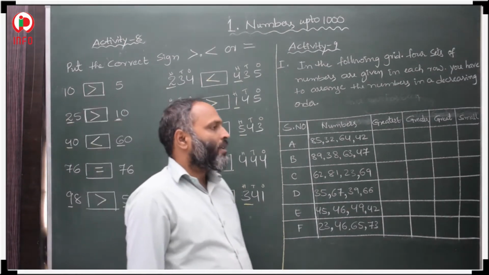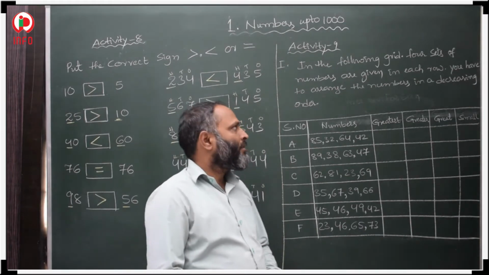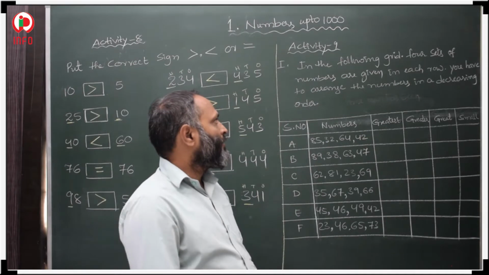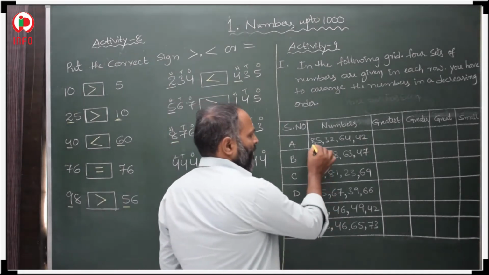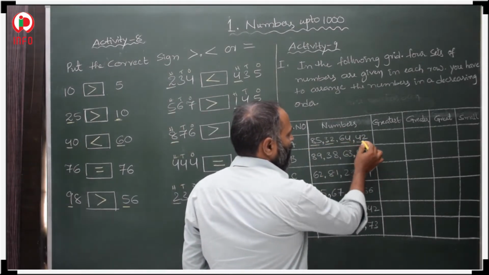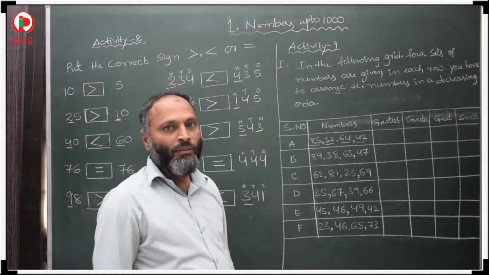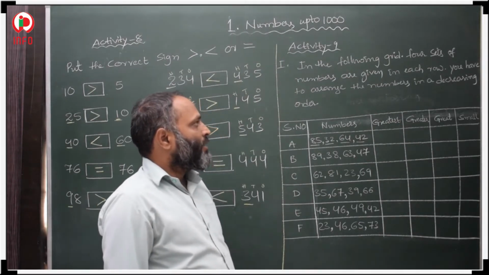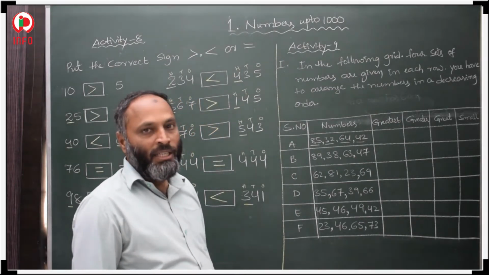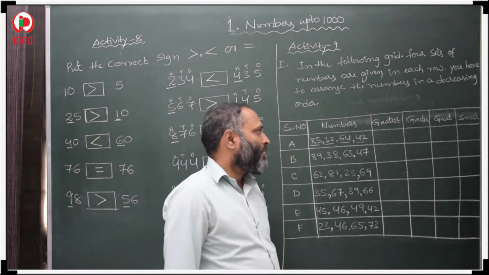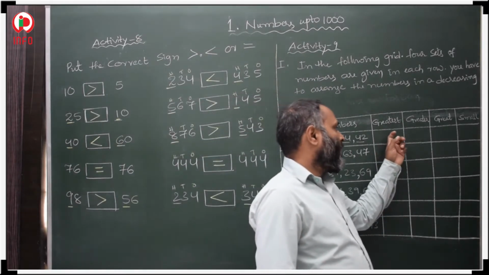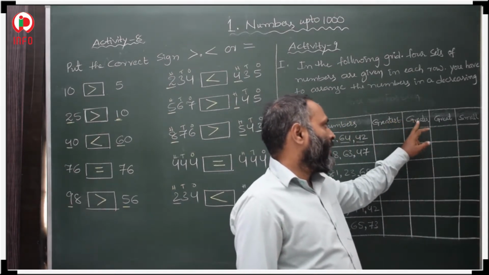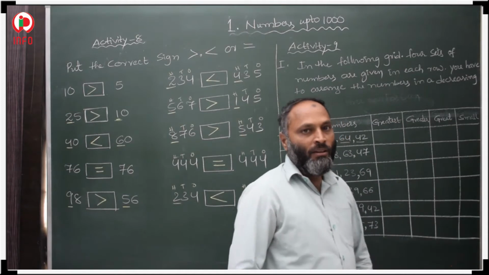Now we are going to discuss our activity 9. In this following grids 4 sets of numbers are given. First, second, third, fourth. In all, he has given 4 sets of numbers. You have to arrange the numbers in decreasing order. Decreasing order means descending order. First we have to take a bigger, little bit smaller and small number. It means greatest, greater, great and small. In this order we have to arrange.